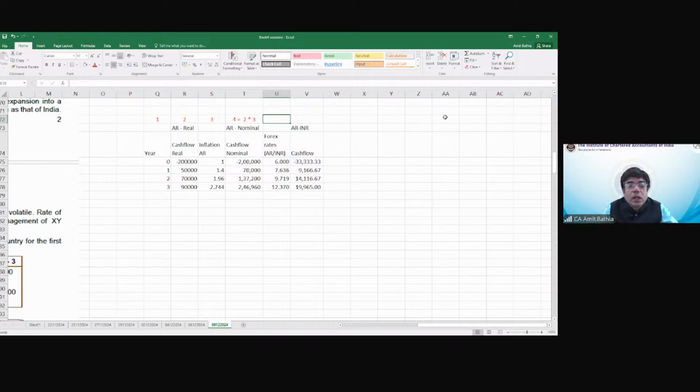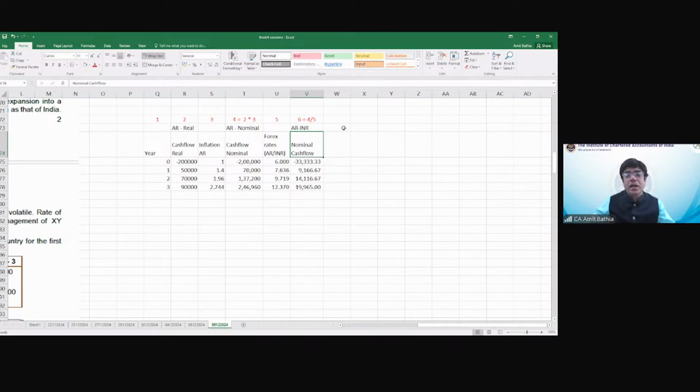Then I had column number 5, then we got column number 6, which is column number 4 divided by column number 5. So I have now found the AR to INR converted cash flow. Remember, this is a nominal cash flow of AR to INR, so I can use this for computation.